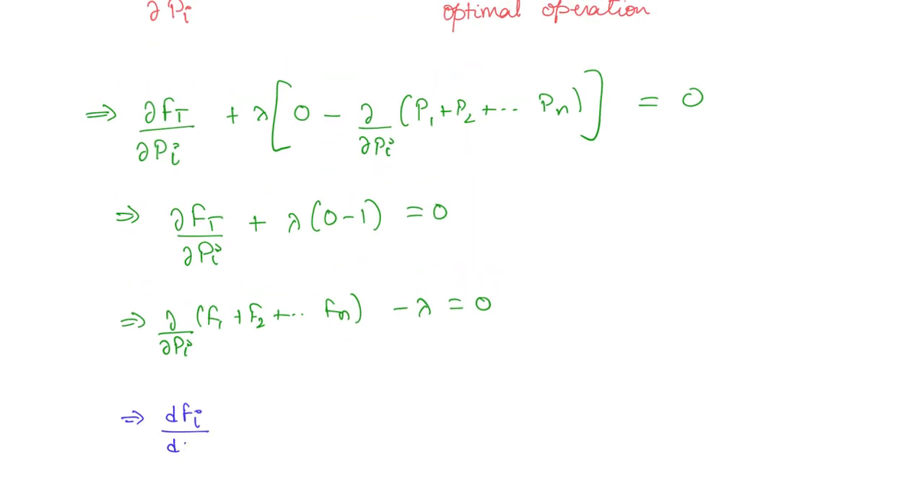dFi by dPi. So here you see you have converted from partial derivative to total derivative because Fi is going to depend only on Pi. It's not going to depend on anything else. So it is a total derivative. This is equal to lambda.